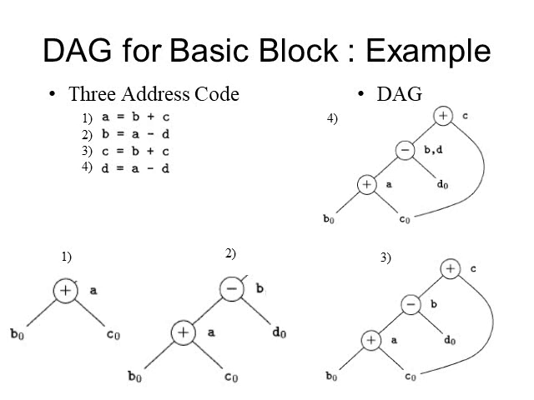Here is an example. Consider this three address code, where these four statements are inside a basic block. A equals B plus C is the first statement, B equals A minus D is the second statement, C equals B plus C is the third statement, and D equals A minus D is the fourth.